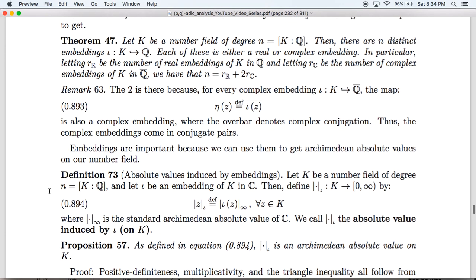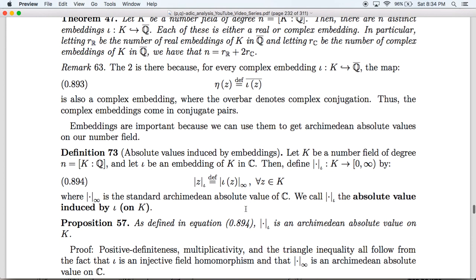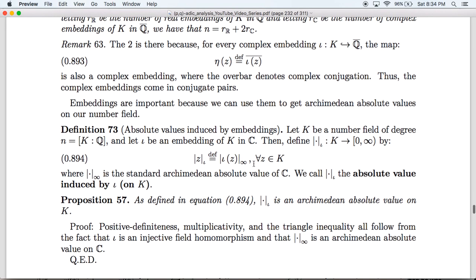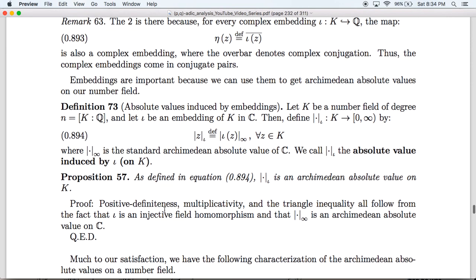So let K be a number field of degree n over Q, and let iota be an embedding of K in C. Then we define the associated absolute value by: the absolute value of z with respect to iota is the complex absolute value of the complex number iota of z we get by embedding z in the complex numbers. So, proposition: this formula, as defined, is an Archimedean absolute value. The positive definiteness, multiplicativity, and the triangle inequality all follow from the fact that iota is injective and a field homomorphism, and from the absolute value properties of our usual complex absolute value.